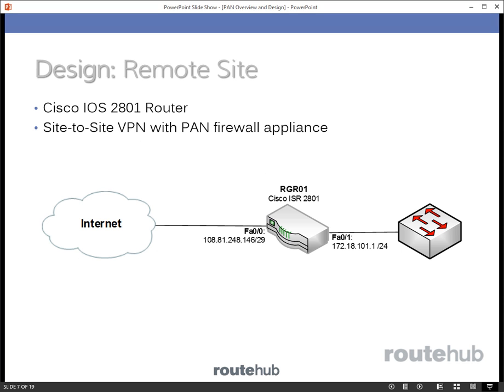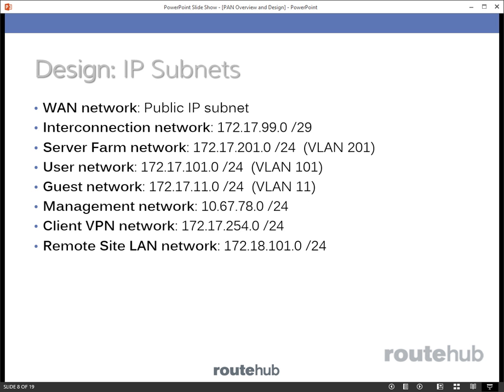Our design also includes a remote site that is using a Cisco IOS router, the Cisco 2801 series router to be exact. And this is here because we will configure a site-to-site IPsec tunnel between our PAN and this Cisco router. Next, let's talk about the IP addressing and subnets that will be used in our design.